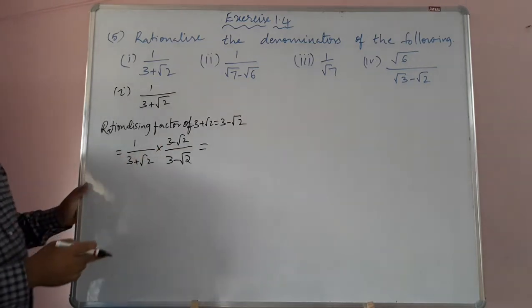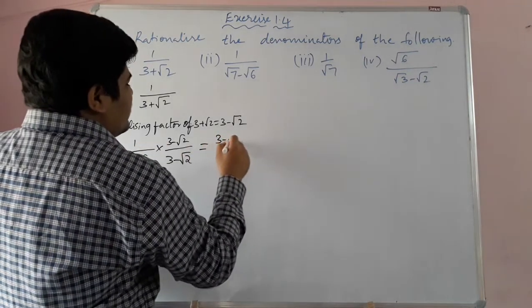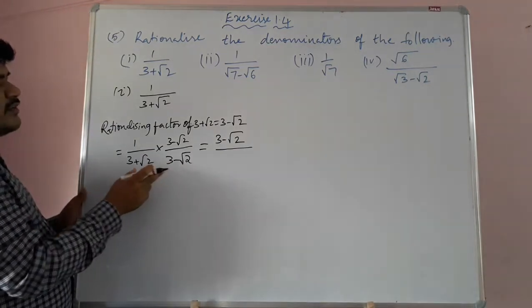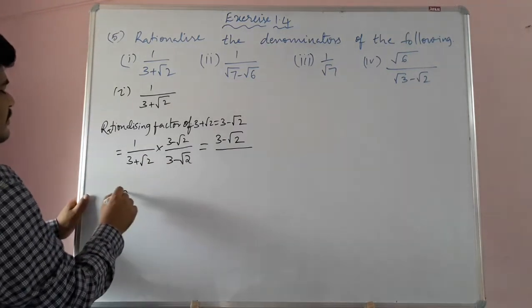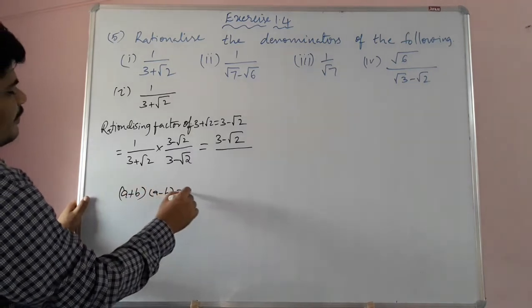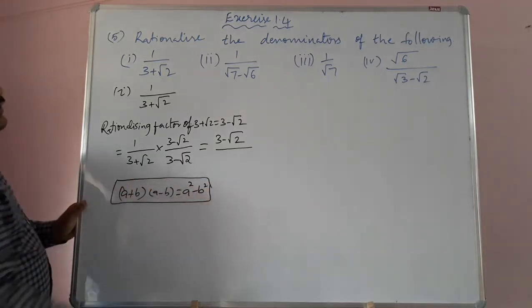So students, here numerator into numerator by denominator into denominator. So what are the numerators? 1 and 3 minus root 2. What is the product? 3 minus root 2. And denominator. So students, observe denominators. So in which form is it? a plus b into a minus b. So a plus b into a minus b is equal to what? a square minus b square.